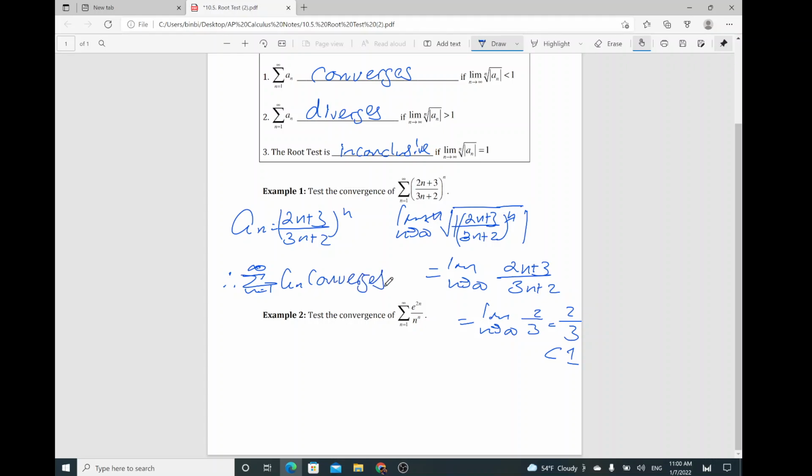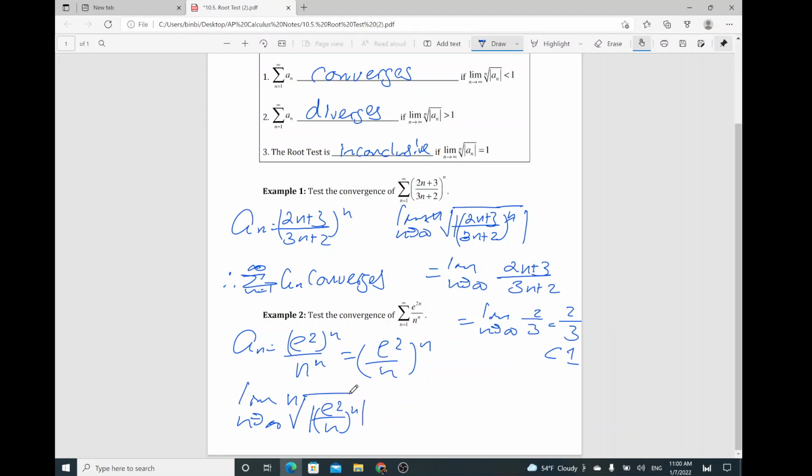Now let's verify the other example. a sub n is (e to the power of 2 over n) to the power of n. I can rewrite this as e squared to the power of n over n to the power of n, so it can be written as (e squared over n) to the power of n. We just split the power using the power properties of exponents. Then using the root test, the limit as n goes to infinity of the nth root of the absolute value of a sub n, which is (e squared over n) to the power of n with absolute value.